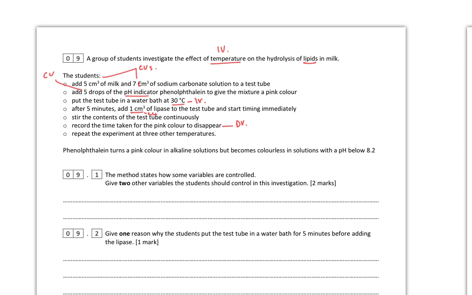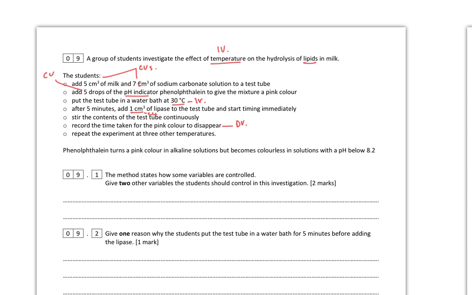The method tells us that phenolphthalein turns a pink colour in alkaline conditions but becomes colourless in a solution with a pH below 8.2. So an acid must be being produced that's making the pH change, that's causing the colour to go. The method states how some of our variables are going to be controlled. Give 2 other variables the student should control in this investigation.